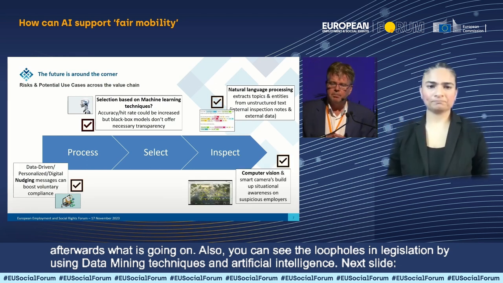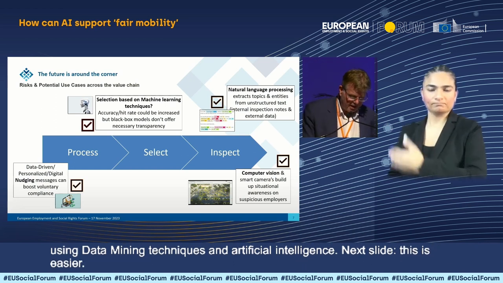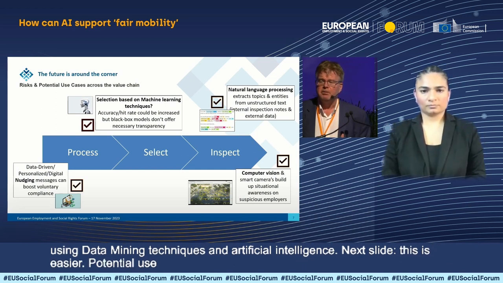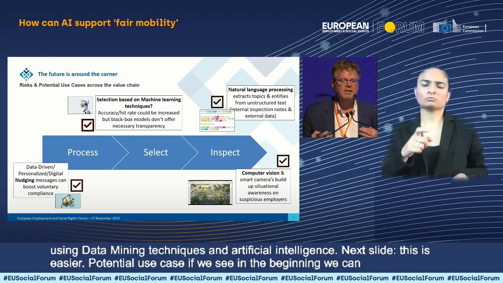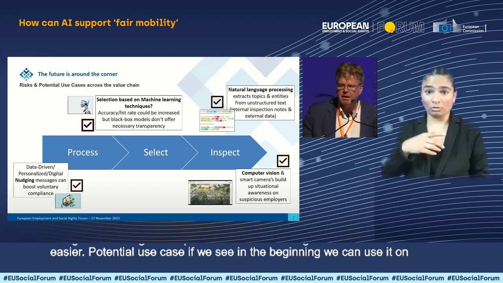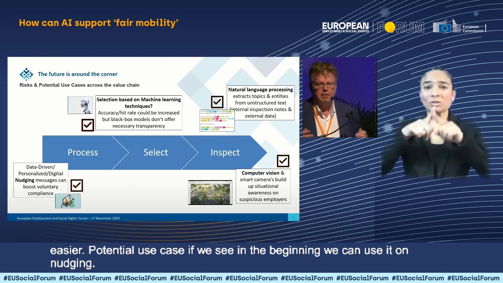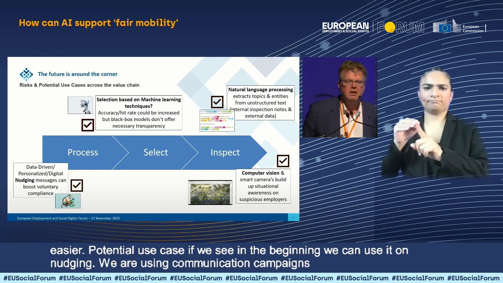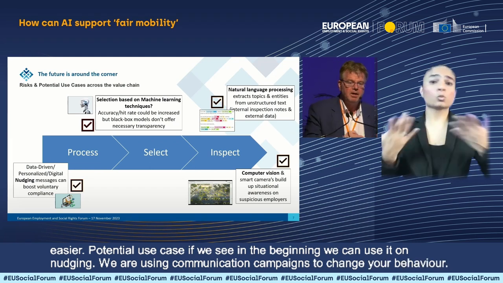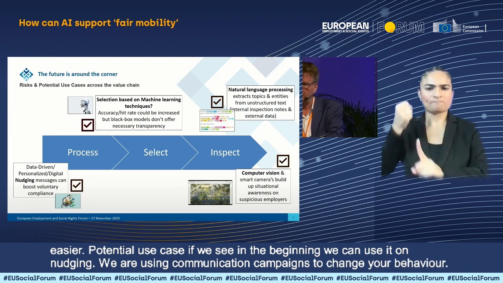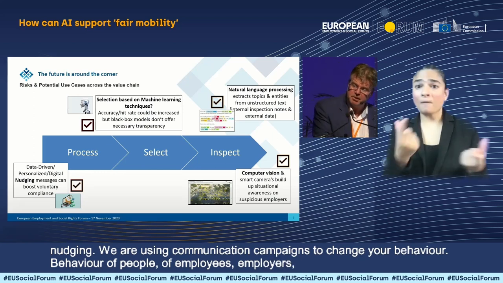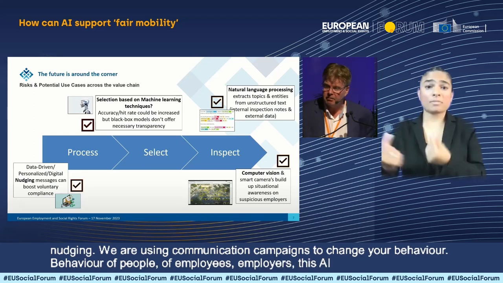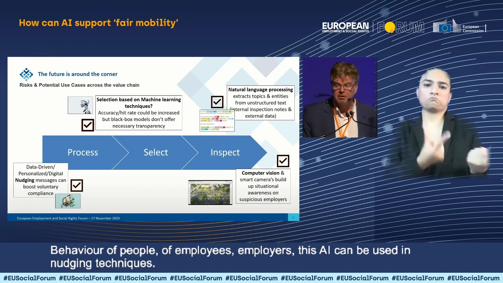So, potential use case: if we look at the prevention side, we can use it for nudging. Nudging, you know what this means. That means we are using communication campaigns to change the behavior of people, of employees, of employers. So this artificial intelligence could be used in nudging techniques. Why not? We already have nudging installed in Belgium.